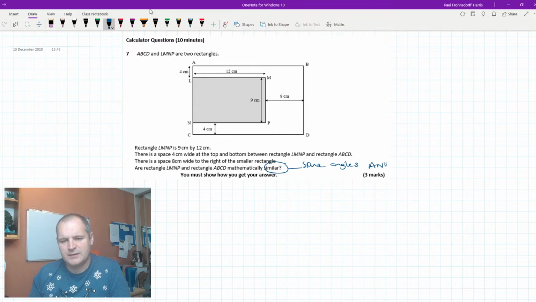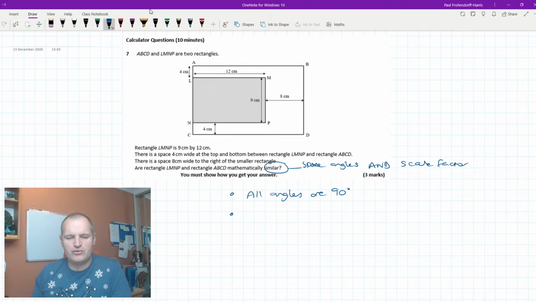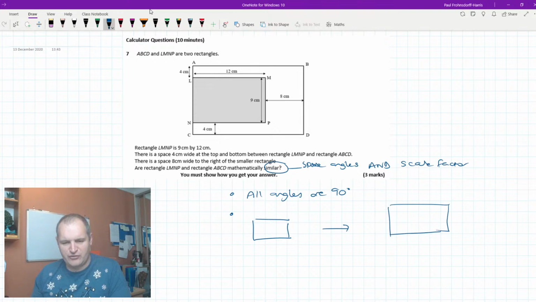and we have to have a scale factor. So firstly, because they're all right angles and they're all rectangles, all angles are 90 degrees. That's a good start. Next, what I want to do is isolate and draw the two separate ones. I take them away from each other, separate them out.